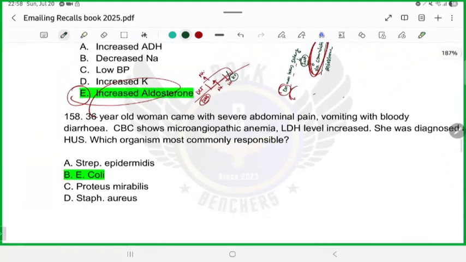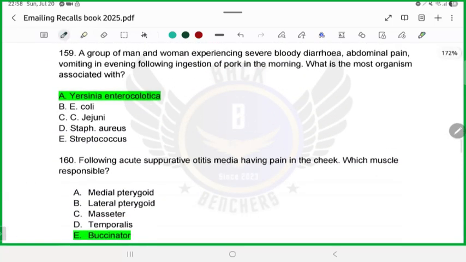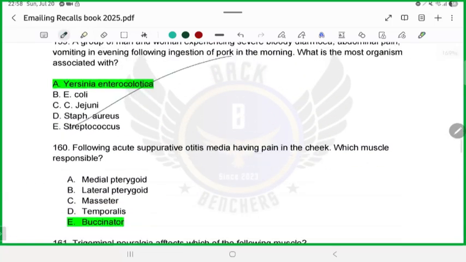A 36-year-old woman with severe abdominal pain, vomiting with bloody diarrhea. CBC shows microangiopathic anemia and raised LDH level, she is diagnosed with hemolytic uremic syndrome. So see, no matter how complicated a picture they give, the question will always follow what I say. They are just asking the organism of hemolytic uremic syndrome, that is Escherichia coli. A group of women, you know it, already described.